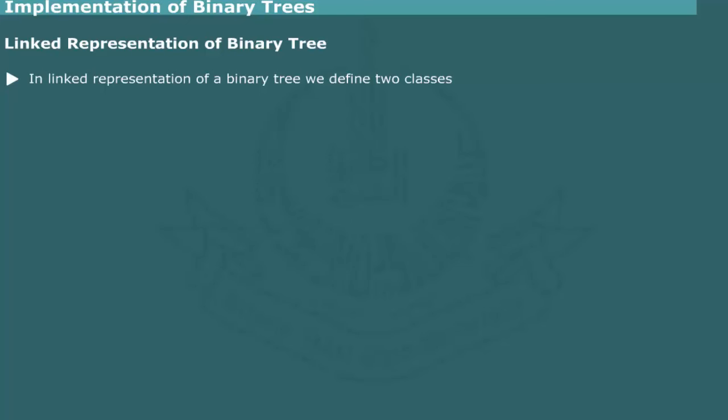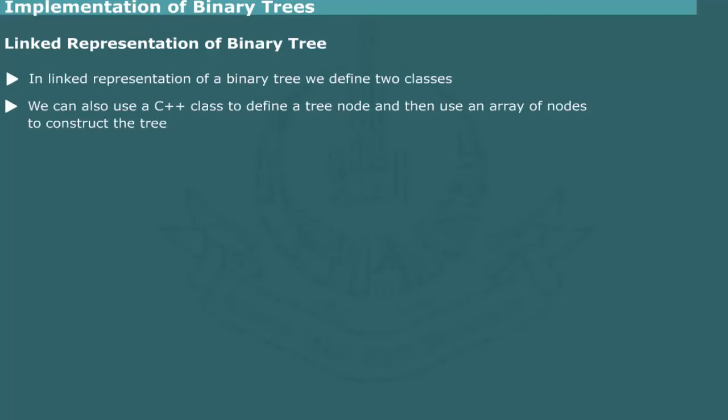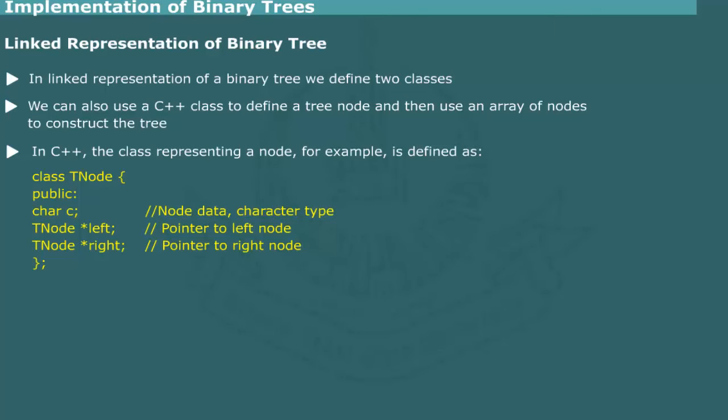For linked representation, we define two classes, one for the node and the other for the tree structure and its associated methods. In C++, the class representing a node is defined as follows: it contains node data of character type. Left is a pointer to the left node. Right is a pointer to the right node. The structure of a class representing the tree would depend on the type of binary tree and its associated operations.